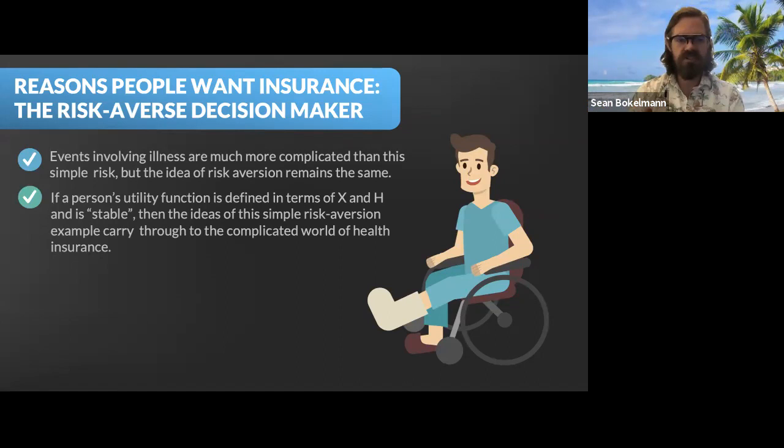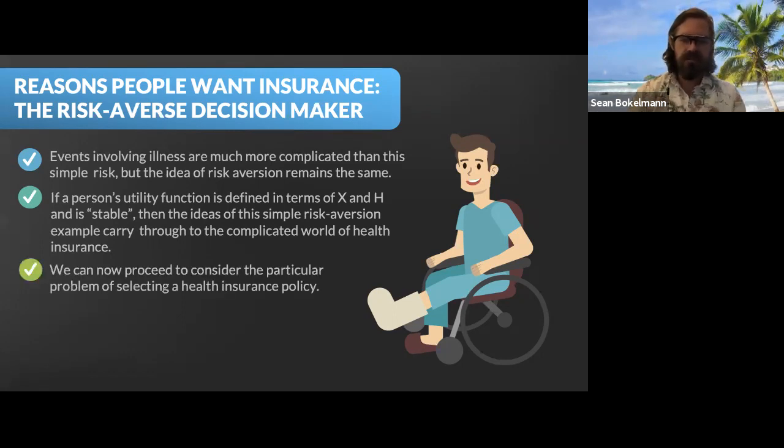So if a person's utility function is defined like we've talked about before in terms of a bundle of goods X and health, and this utility function is stable, then the ideas we just discussed in this really simple model can pretty easily carry through to more complicated real world examples of health insurance.